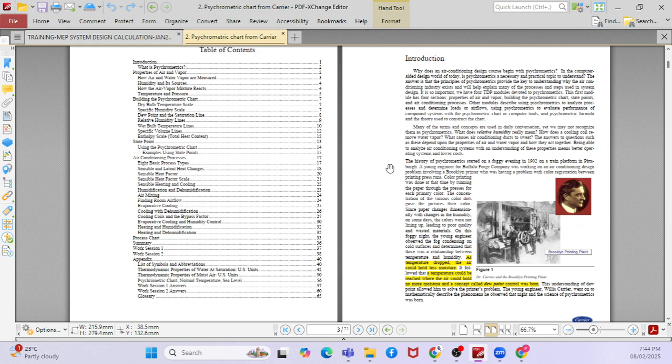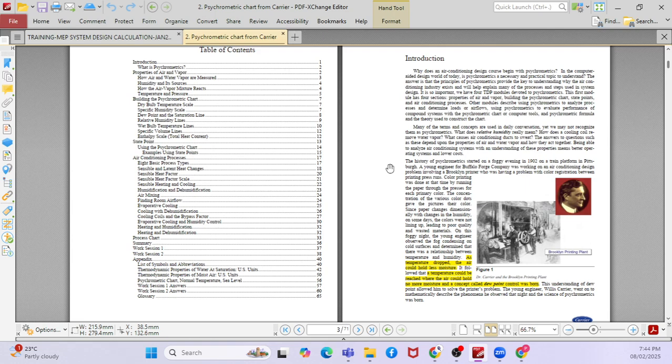Am I right? I didn't get what you're saying. Let's say the sensible heat ratio: how much should it be for the comfortable zone? Because when we are calculating the FAHU, sometimes it is coming 0.3, sometimes it is coming 0.8.